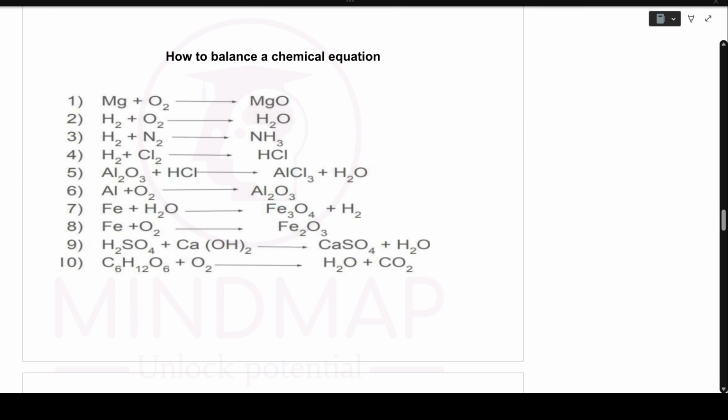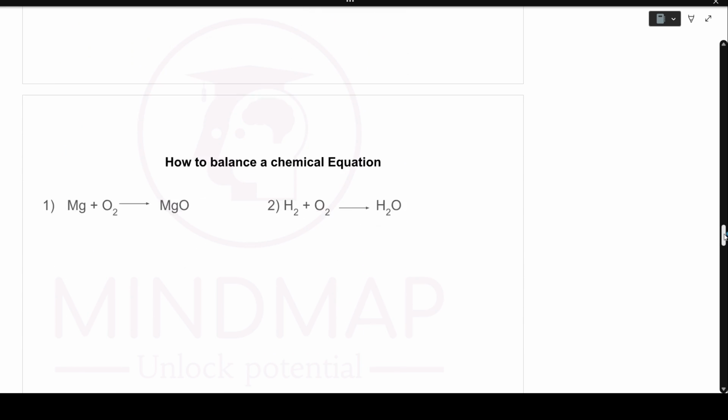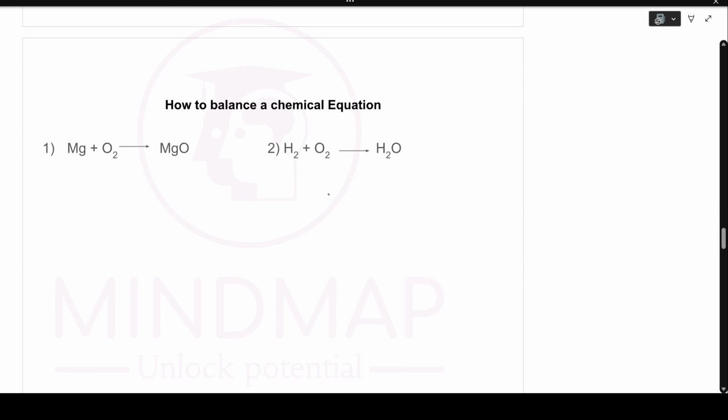Now let's learn how to balance chemical equations. One by one we'll do these equations. The first one is Mg plus O2 gives MgO. Okay. Mg. How many Mg? One atom. And on the product side, 1. Oxygen here is 2. Here oxygen is 1. So how to make it 2? We'll write here 2.